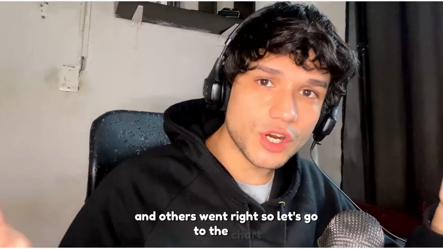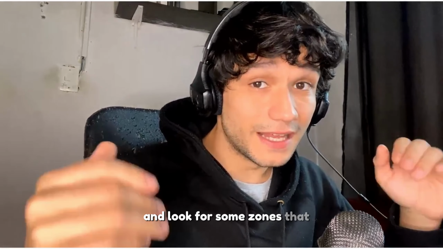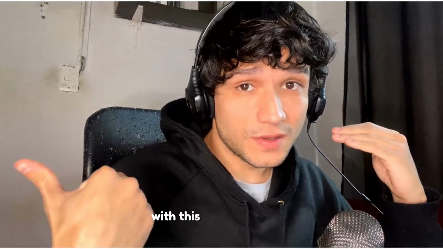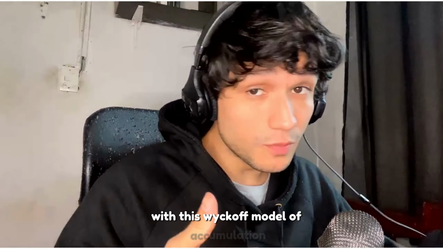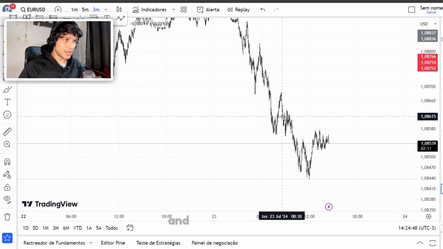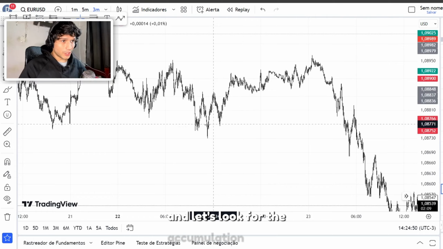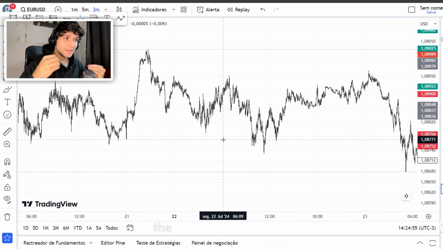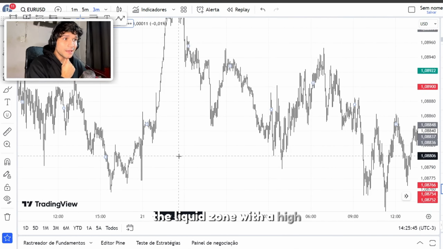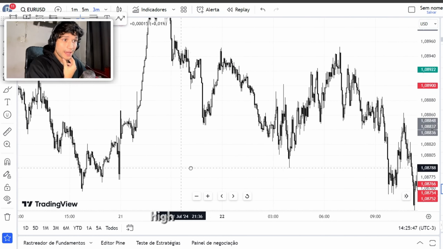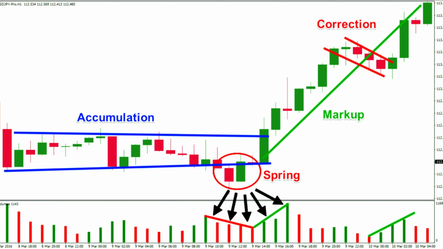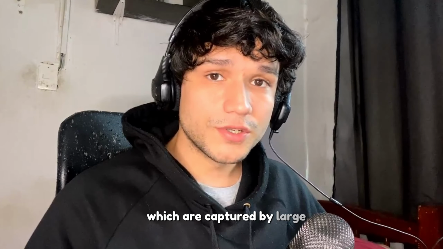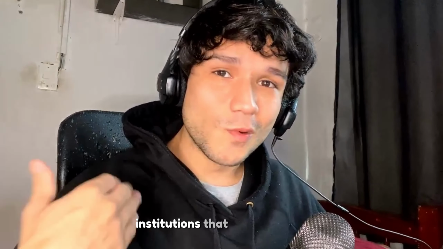So let's go to the chart and look for some zones that look like this Wyckoff model of accumulation. So here I am on the chart, and let's look for the accumulation pattern. Step one is looking for the liquid zone, that has high liquidity. All right, high liquidity, what you call support and resistance. The big players call them liquidity zones, which are captured by large institutions that rule the market.